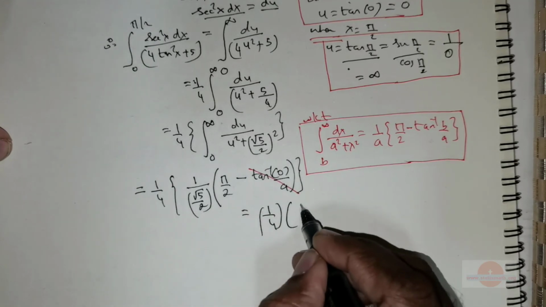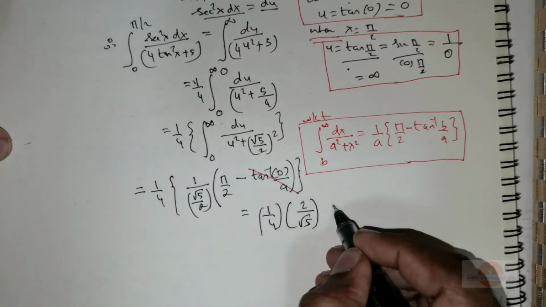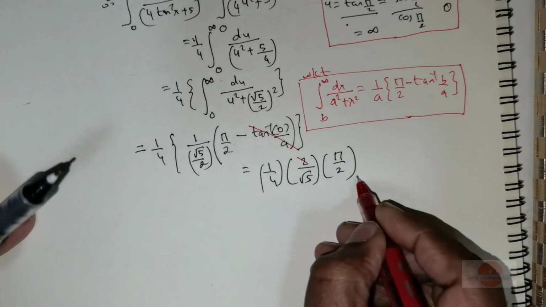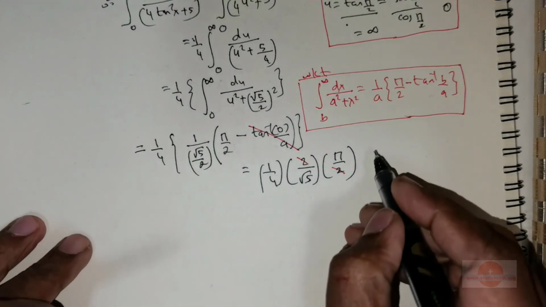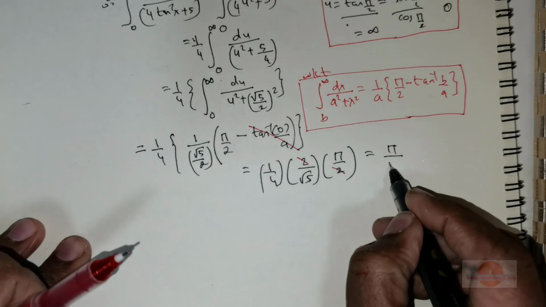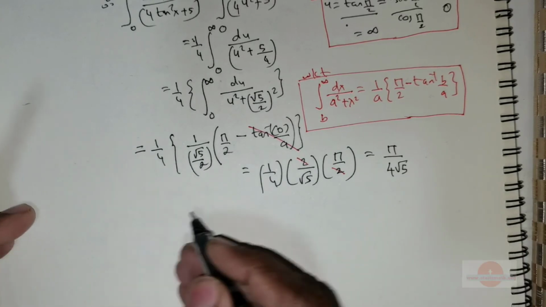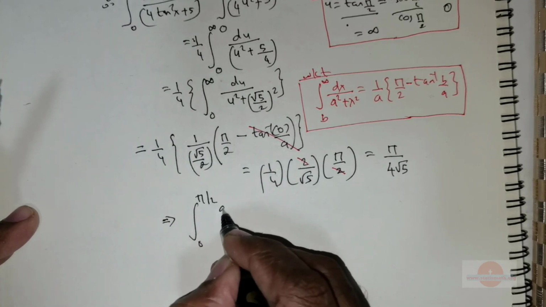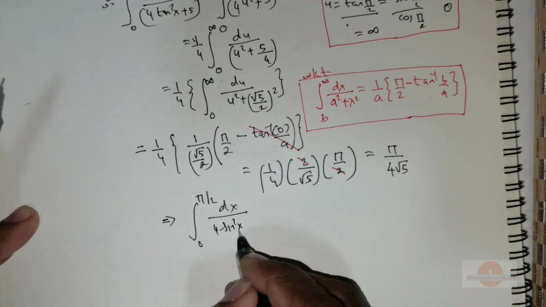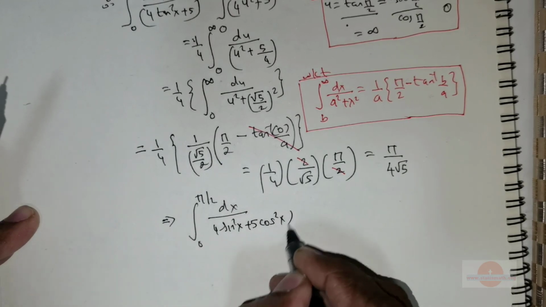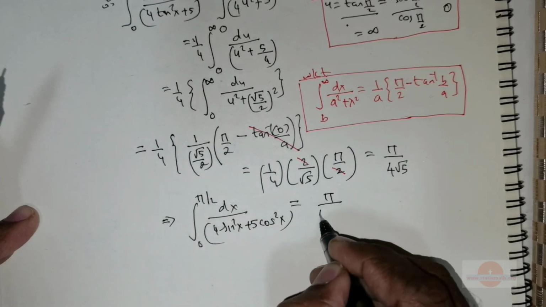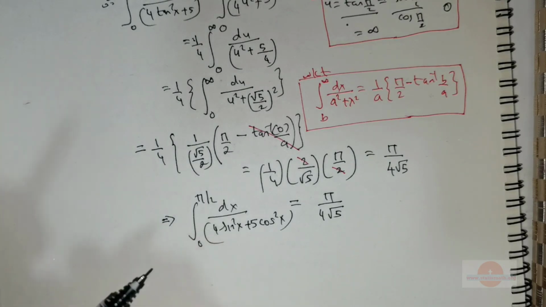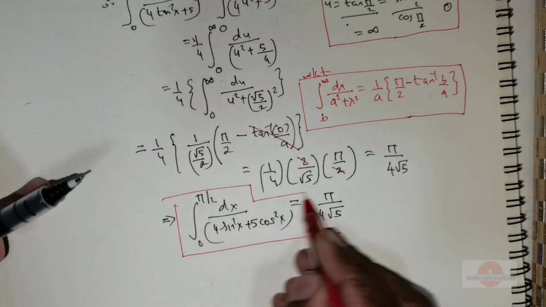So that would mean I would now have 1 over 4. If you flip this, it's going to be 2 divided by root 5. I also have a pi divided by 2. Now clearly the 2 that you see in the numerator can be cancelled with the denominator, giving me pi over 4 root 5. So the solution: the integral from 0 to pi over 2 of dx divided by 4 times sine squared x plus 5 times cos squared x is equal to pi over 4 times root 5. So that is the final answer to the question.